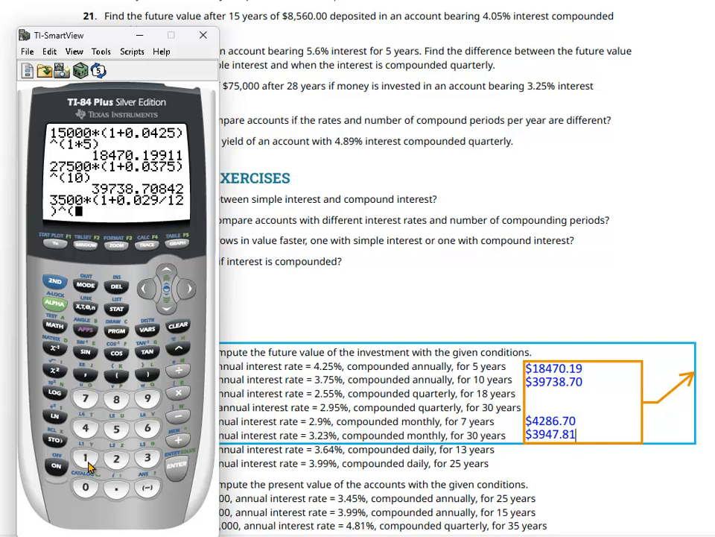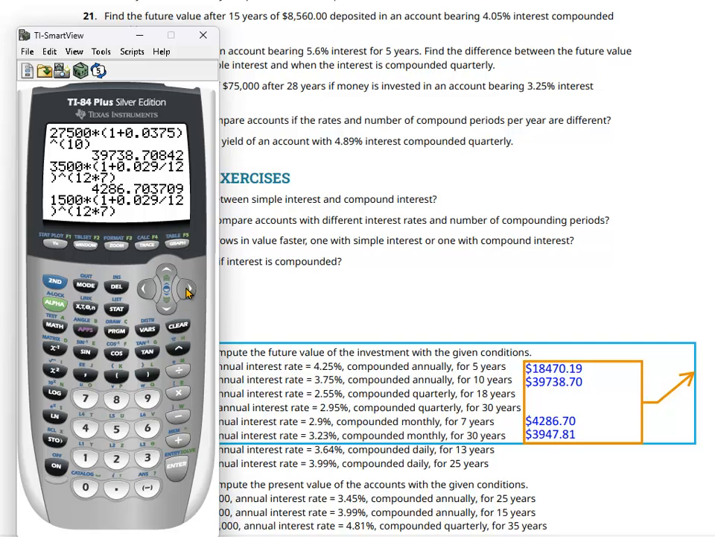So it compounds itself 12 times a year, so it's 12 times the number of years, which is 7 in the problem here. Close the parentheses, and I come up with the correct result of $4,286.70. And again, I'm going to dare hitting the second entry button here, thinking that it might make it quicker for me. We'll find out. There we go.